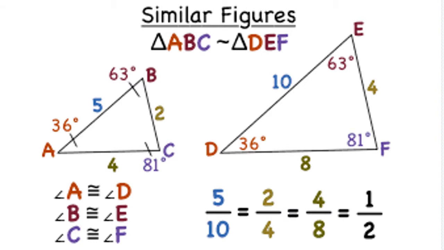Triangle ABC is similar to triangle DEF. All the corresponding angles are equal and all the corresponding sides are in the same ratio or in same proportion. That is, angle A is equal to angle D, angle B is equal to angle E, angle C is equal to angle F, and also their corresponding sides AB upon DE is equal to BC upon EF is equal to AC upon DF is equal to 1 upon 2. All the corresponding sides are in the same ratio or in same proportion. Hence, the two triangles are similar.